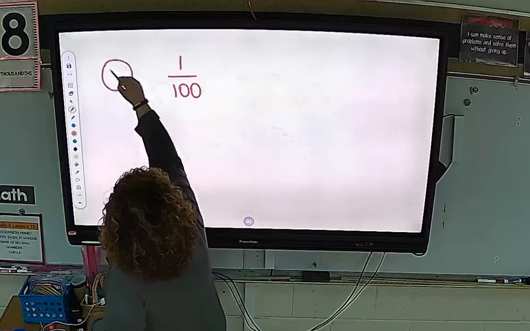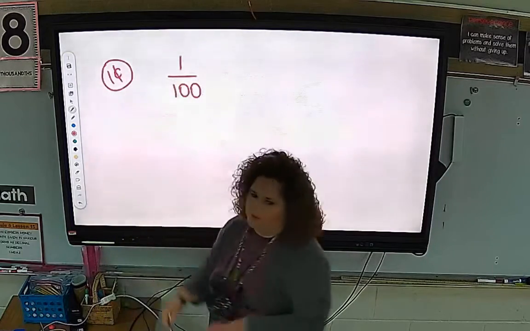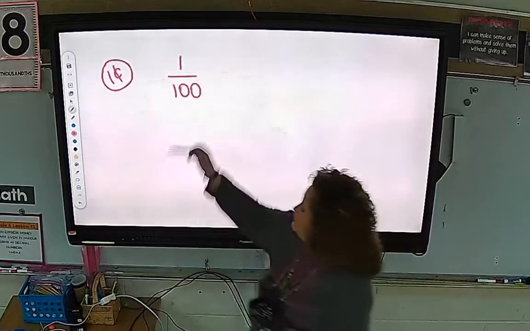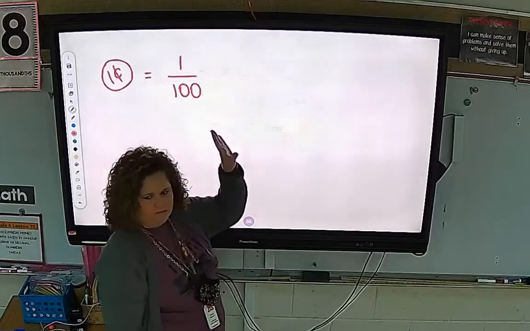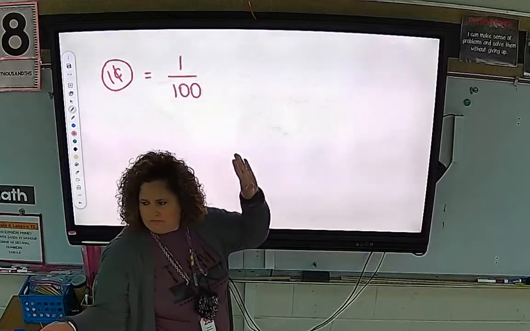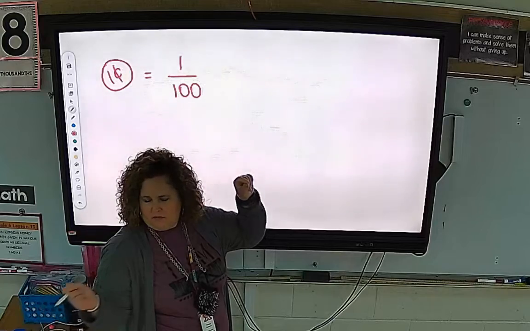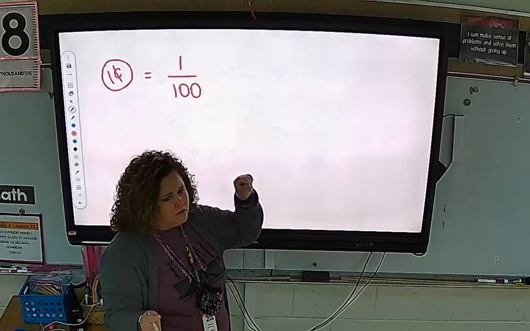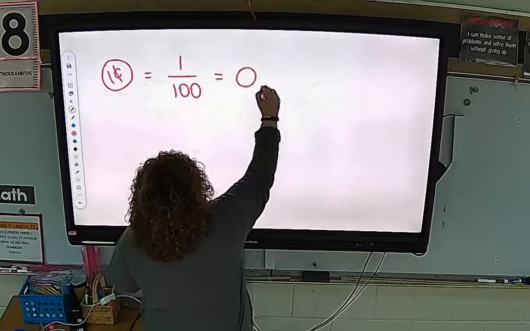Okay. This is 1 cent, or a penny, and it is the same as 1/100th. And so how would we write that as a decimal? What do you think? 0.1. Well, that's 1/10. What would it be? 0.01. Yeah. Okay, so our decimal would look like this.